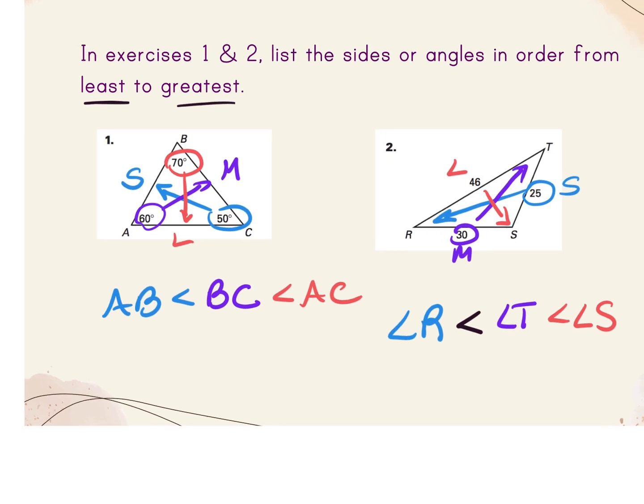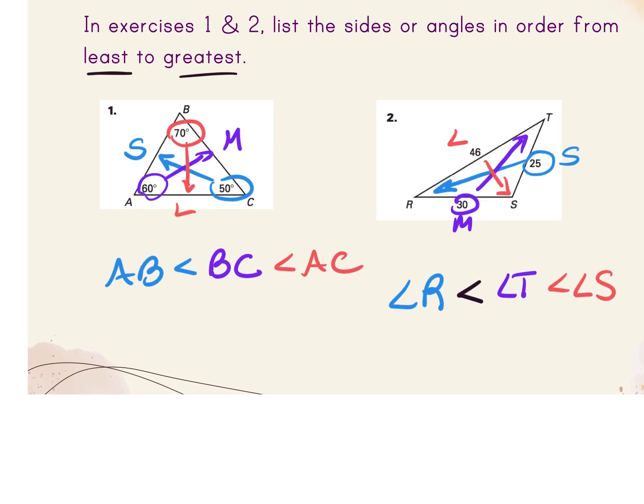Now, if you did this and you just put commas in between, let's say you did AB, comma, BC, comma, AC, that's acceptable as well. Same thing with the angles. It didn't ask you to write them as inequalities.